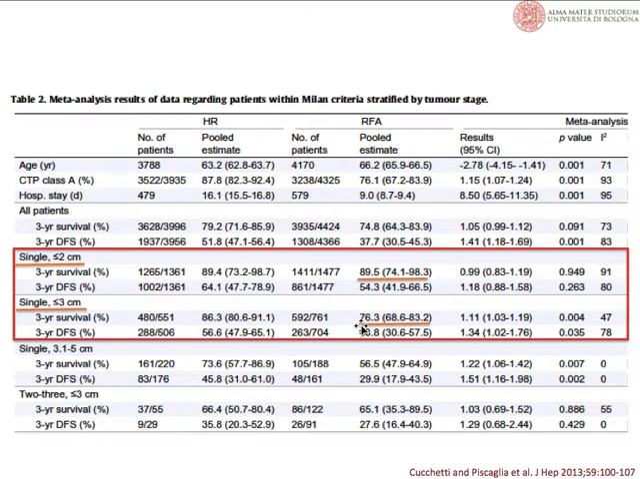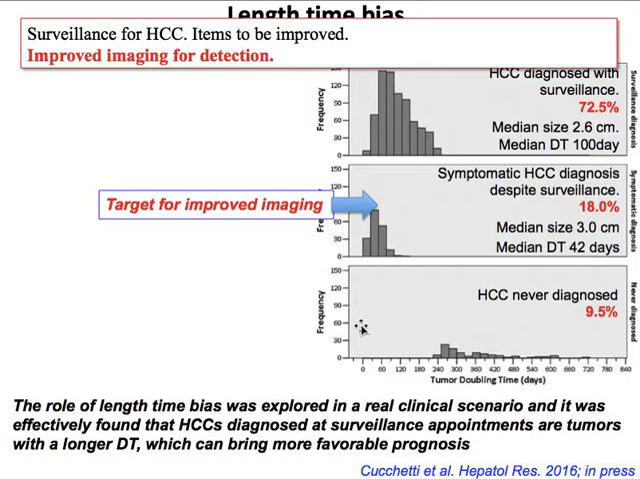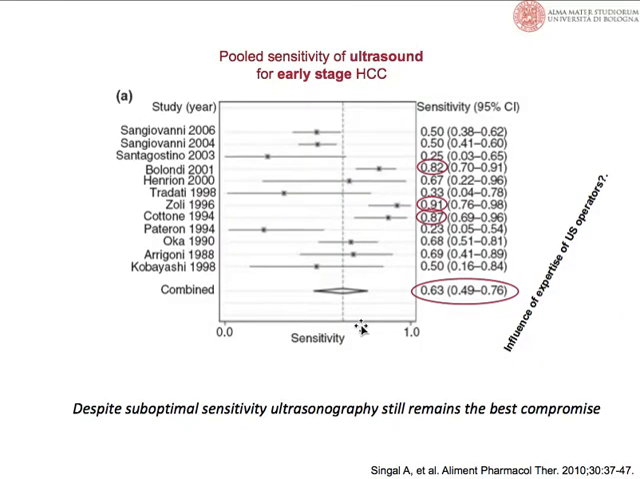Therefore, the aim of surveillance should be to detect tumors smaller than 2 centimeters. Moreover, there is a number of tumors which are detected because they become symptomatic despite surveillance. This is about slightly less than 1/5 of the cases, which means that probably the imaging at the previous interval missed the lesion. Why does this happen?